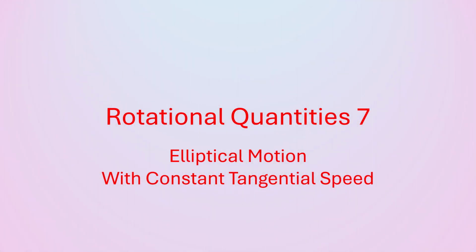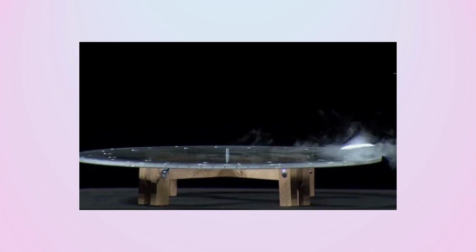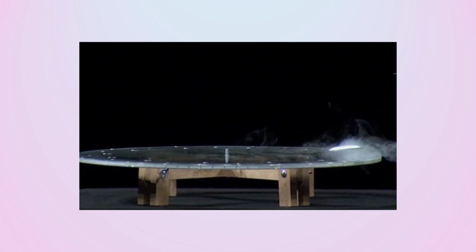In this video we will demonstrate the necessity of a new rotational system to properly describe non-circular rotational motions. One of the simplest cases is elliptical motion with a constant tangential speed.